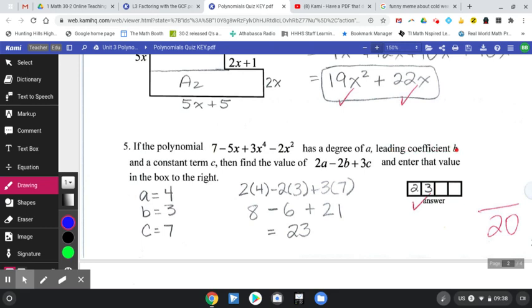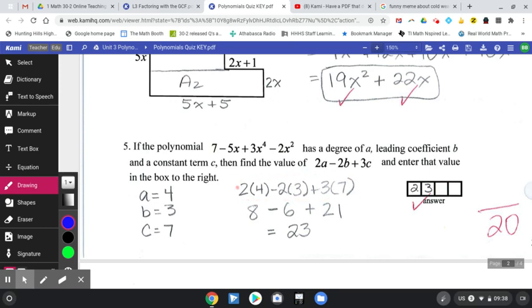Leading coefficient of b. Now, if this was in the correct order, we'd see it as the lead coefficient. So b is equal to 3. And c is the constant term. And the constant term is the number that doesn't have a variable. So c is equal to 7. And then I'm substituting the a, b, and c in here.